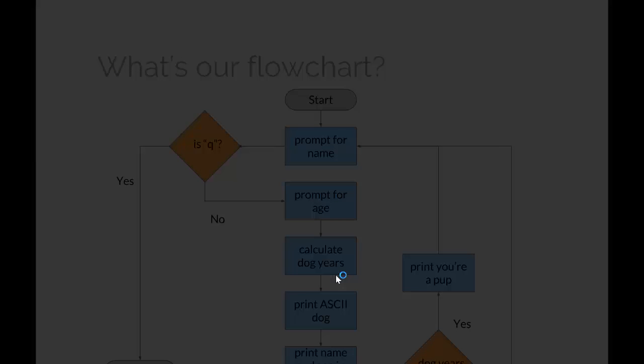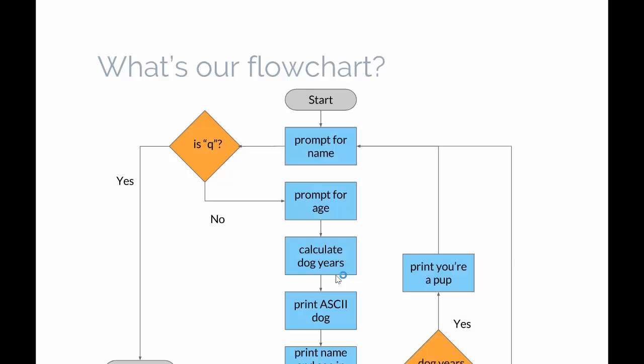Would want to check that. So here's our flowchart. We'll start, prompt the name. If it's Q, then we want to exit. If it's not Q, then we'll prompt for the age, calculate the dog years, print the name and age in years. If dog years is less than 21, we'll say yes, you're a pup. We'll come back in a loop. Say no, we'll just come back to the loop.